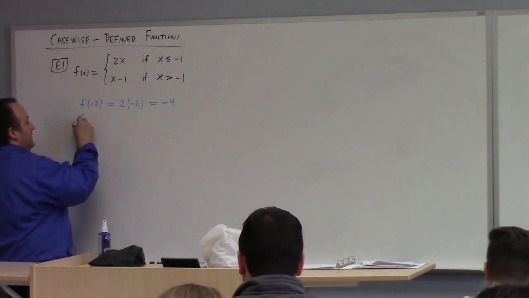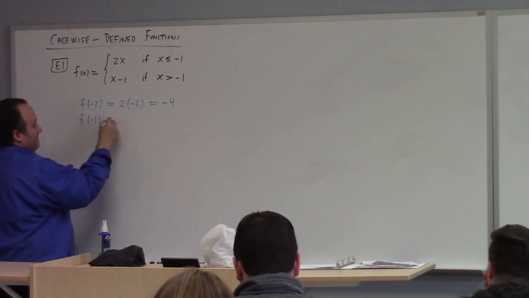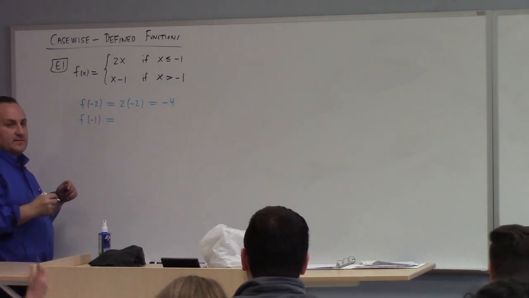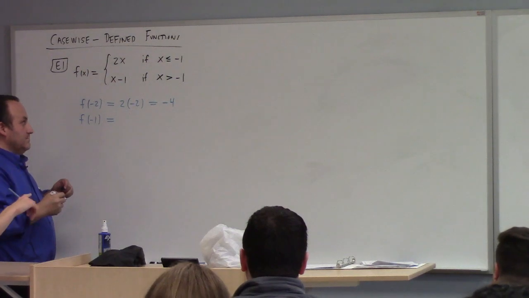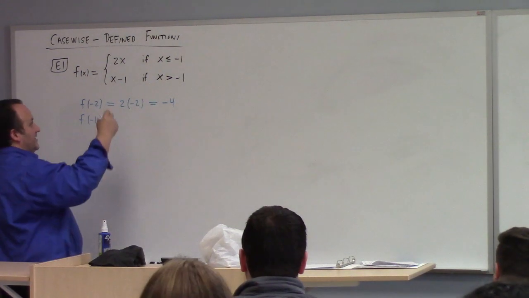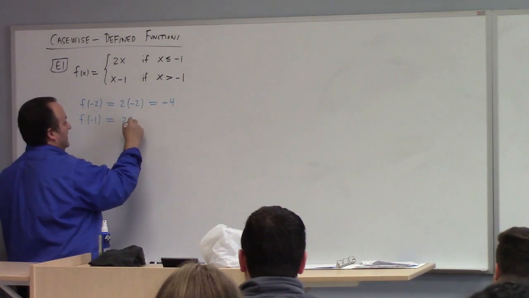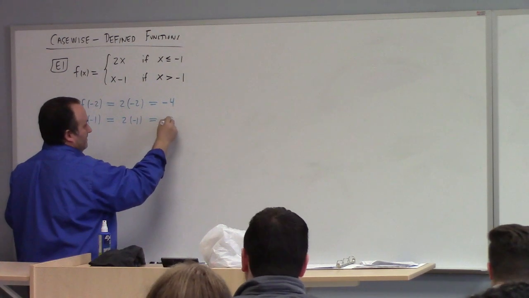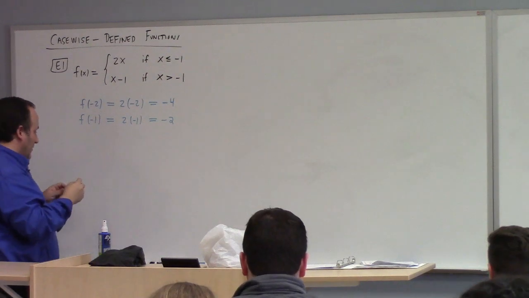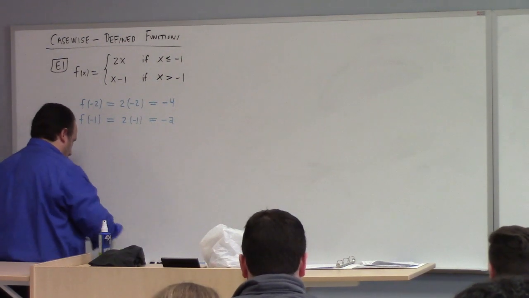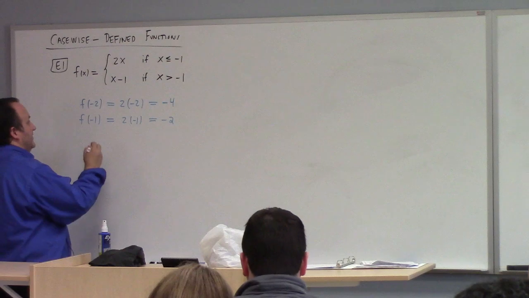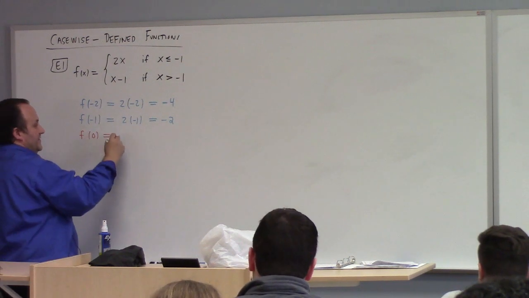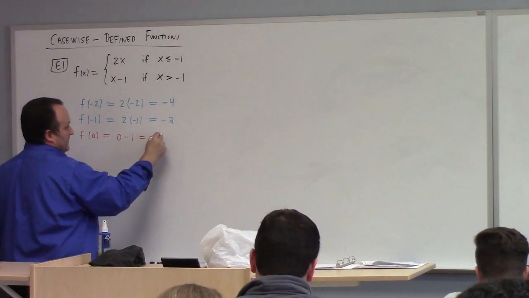Now, if we calculate f of minus 1, what do we get? Which case are we in, case 1 or case 2 here? Still case 1, the top case, right? So that's 2 times minus 1, which is equal to minus 2. All right. Now, what is f of 0? The second case, we plug in 0, so we get 0 minus 1, also known as minus 1.